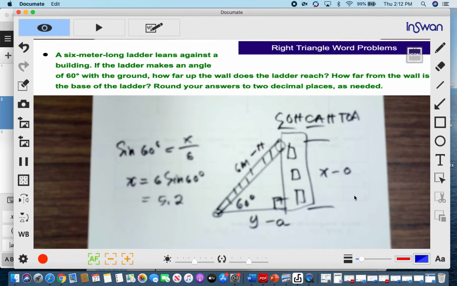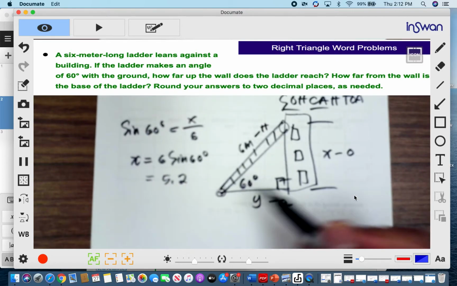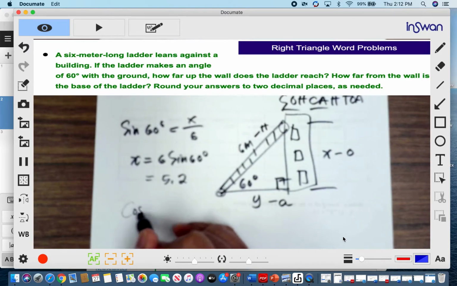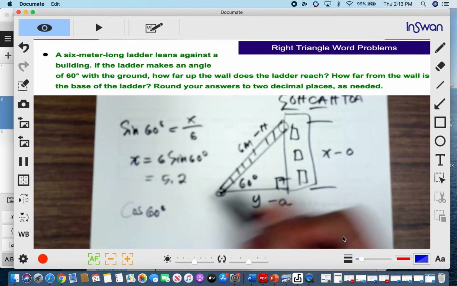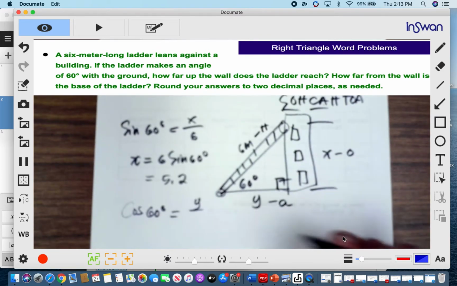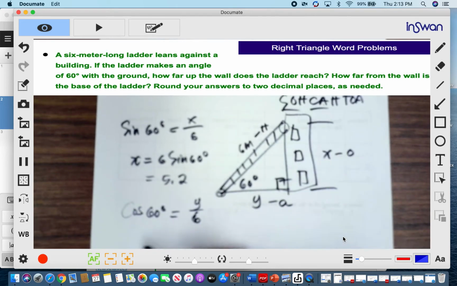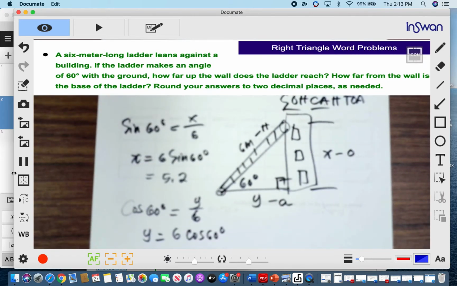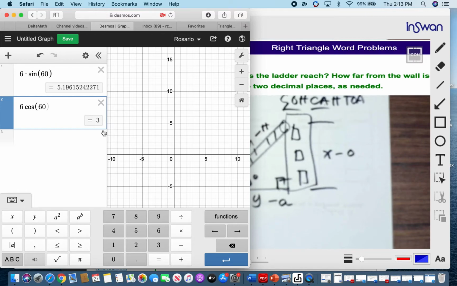Now, when we solve for Y, the value of Y can be solved making use of cosine, or you can make use of the Pythagorean theorem. So therefore, to find Y, we make use of cosine 60 because it's adjacent over the hypotenuse. That's Y over 6. And then cross multiply, that's 6 cosine 60 degrees. So it's here, and it's equivalent to 3.